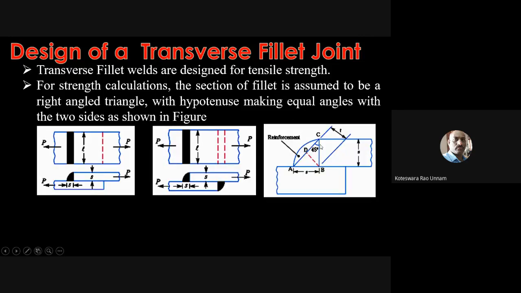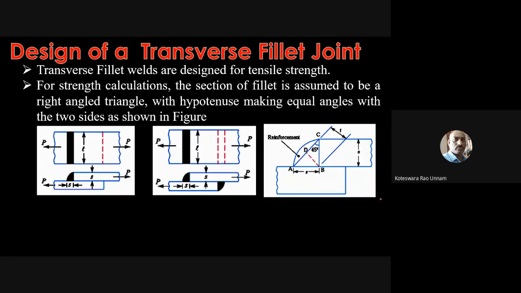You can see that here. This angle is 45 degrees. Even this angle is also 45 degrees. That's the meaning of this: the hypotenuse making equal angles with the two sides. This is the hypotenuse. It is making equal angles with this side as well as with this side. So this angle is 45, even this angle is 45, and obviously this is going to be 90 degrees.